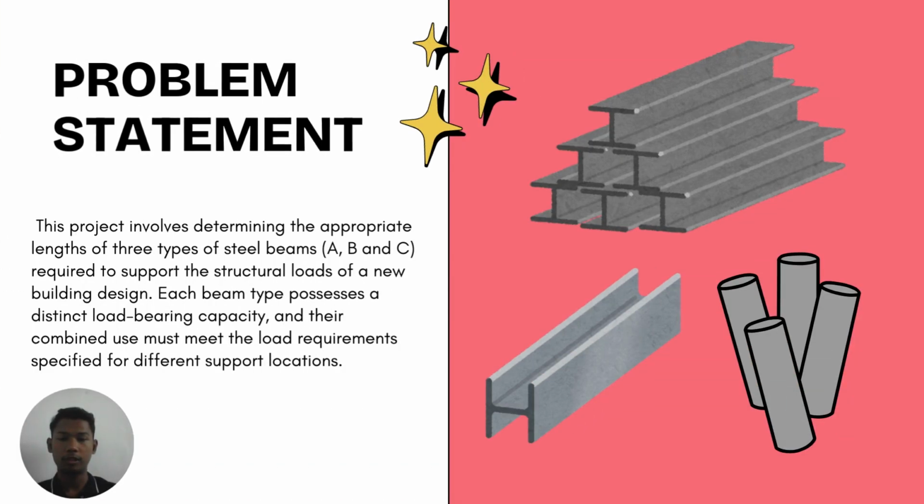First, we go to the problem statement. This project involved determining the required length of the steel beam types A, B, and C to support the structural load of a new building design. Each beam type has a listed load bearing capacity, and their combined use must meet the load requirement specific for different support locations.